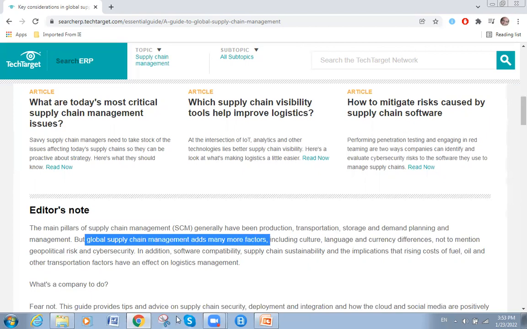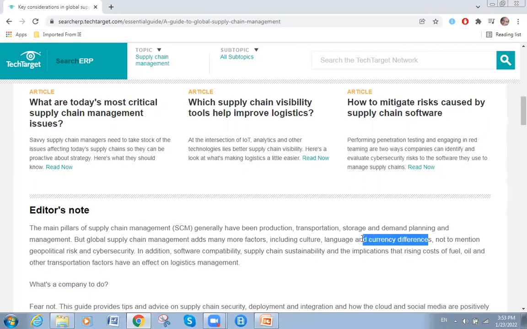So in the global context, in addition to these factors, we also have culture, the cultural differences between countries, the language differences between countries, and currency differences, whatever currency is used. So this also affects the global logistics system, not to mention geopolitical risk and cybersecurity. Also, software compatibility, supply chain sustainability, and the implication of rising costs of oil.